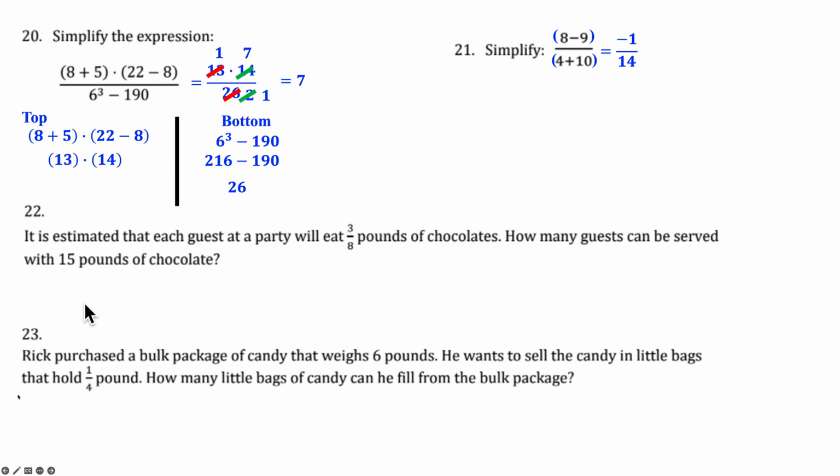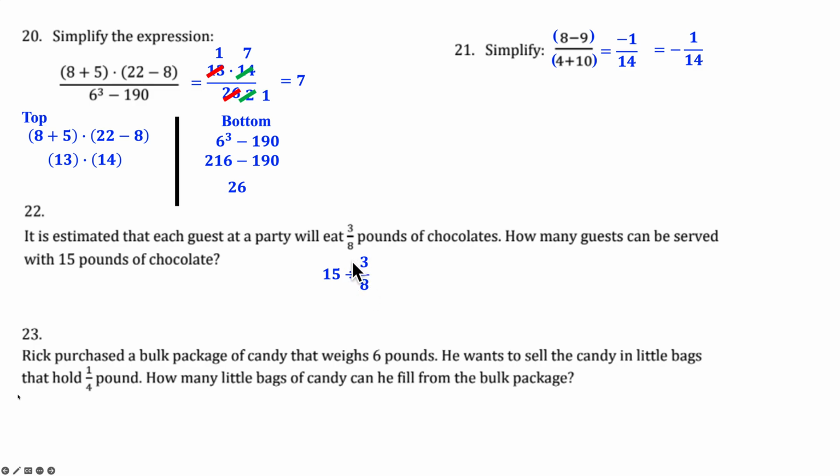All right, number 22. It is estimated that each guest at the party will eat 3/8 pounds of chocolates. How many guests can be served if you buy 15 pounds of chocolate? Okay, this is a division problem. All right, so we're going to take 15 and divide it by 3/8.